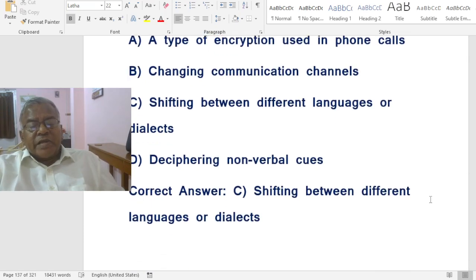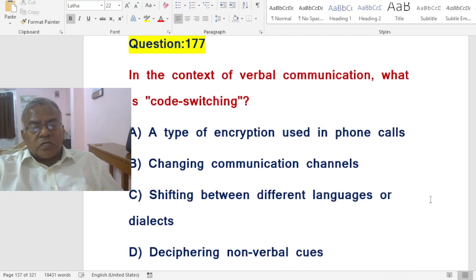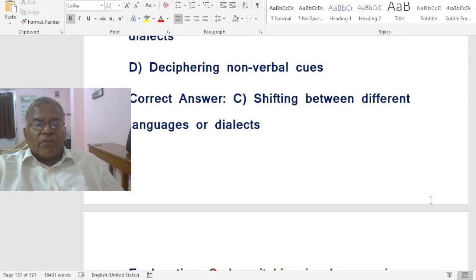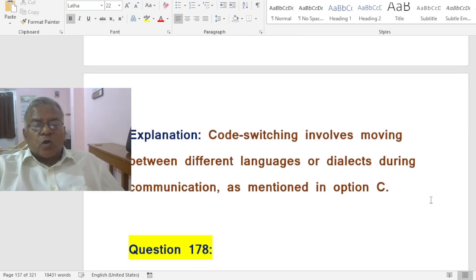That is shifting between different languages or dialects. You are speaking one language, all of a sudden you resort to another language. You change the language and then speak. So shifting between different languages or dialects, that is called code switching. It's a particular technical term used in communication studies.